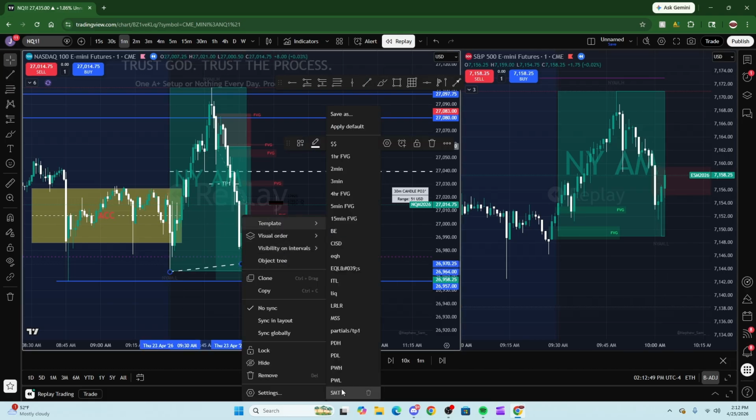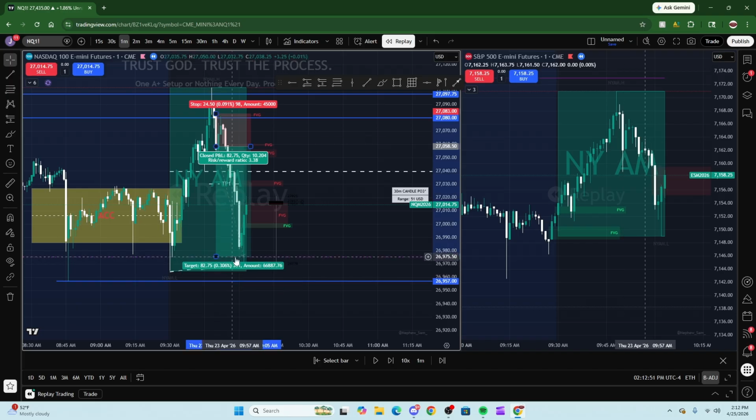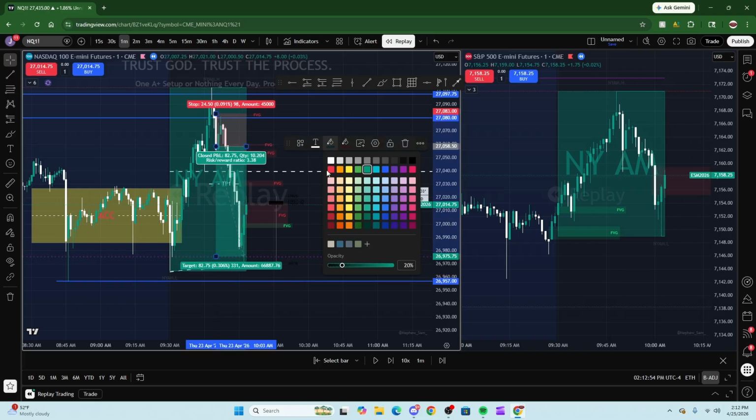So what do we do at an SMT? We either exit or we trail aggressively. Let's say I trail aggressively. Boom. Runner gets stopped for 3.38.